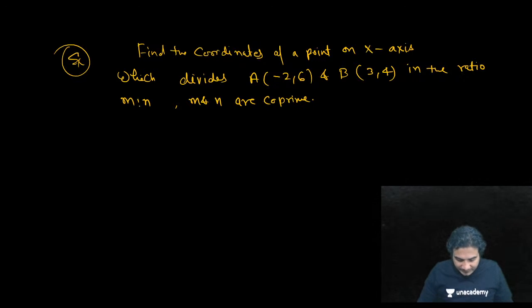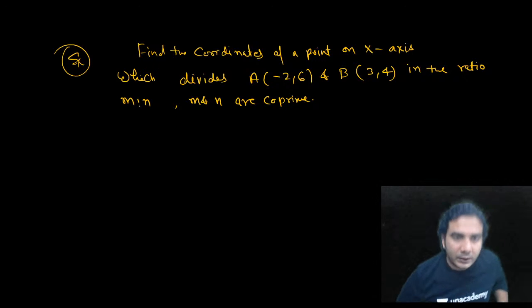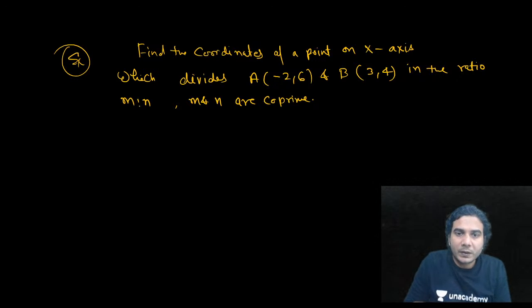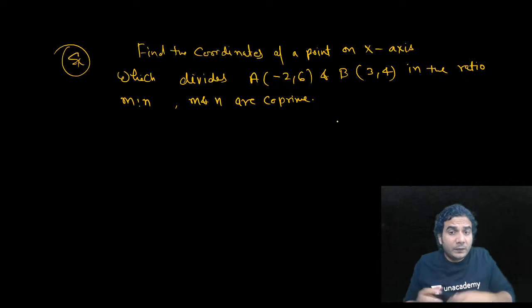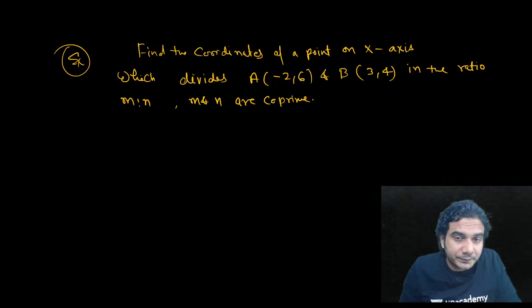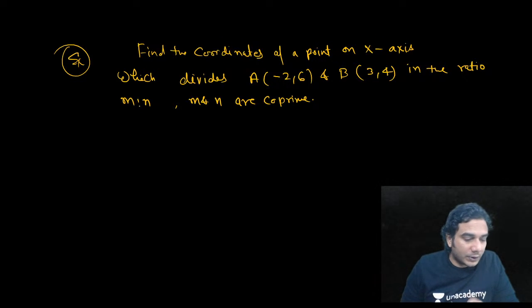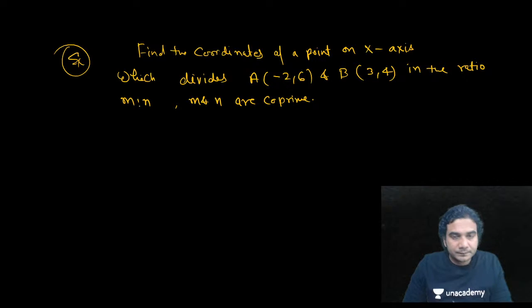And of course, when he's telling you that point C divides A and B, not telling you internally or externally, just telling you divides, that means it is collinear with A and B. It might be between A and B, or it might be outside A and B. So you need to find a point on the line joining A and B, and which lies on x-axis also. This is the important information. So you have a lot of things to find in this question. Try this one. Try for a minute, then I'll tell you how to solve it.